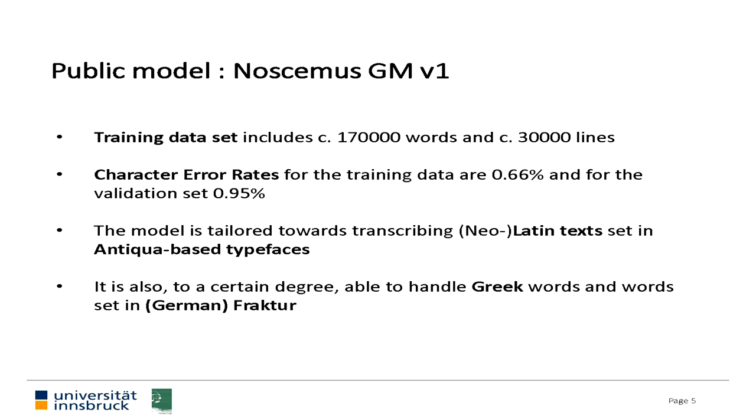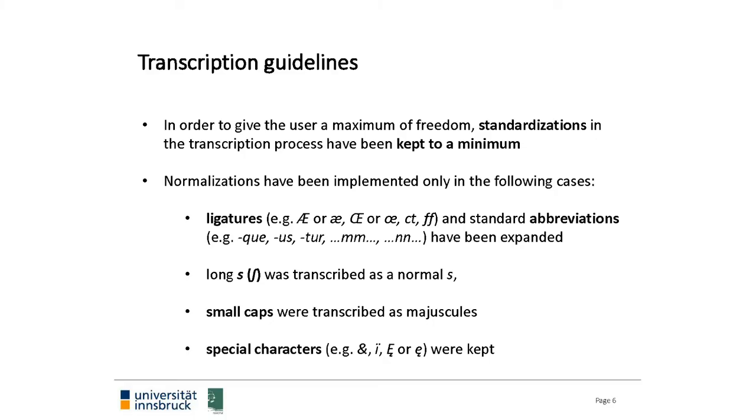The character error rate for the training data is 0.66% and for the validation set 0.95%. Although the model is tailored towards transcribing Neo-Latin texts set in antiqua-based typefaces, I found that very good results are also possible with texts in other Romance languages like English, Italian or French. Our model is also able to handle some passages or words in Greek and some passages or words set in German fraktur.